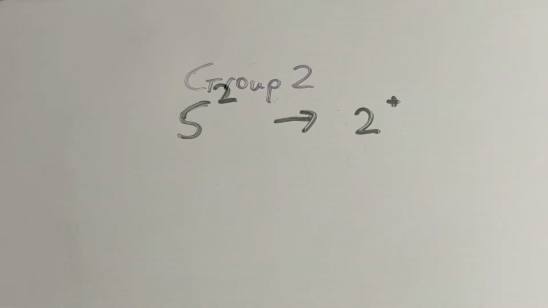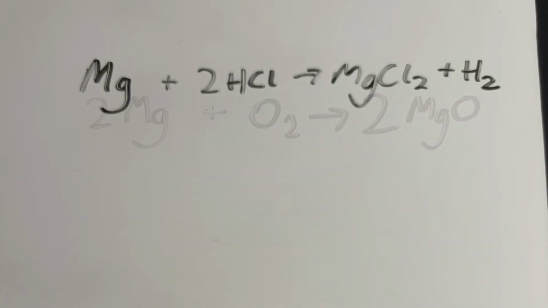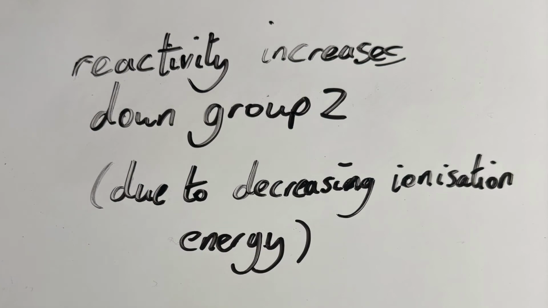So now we need to look at group 2. Now, you don't need to know the name of group 2, but you do need to know some things about it. Now, all group 2 elements have s2 as their outermost subshell, and so because of this, they all form 2+ ions. And so all reactions with group 2 and oxygen look something like this, and likewise with an acid look like this.